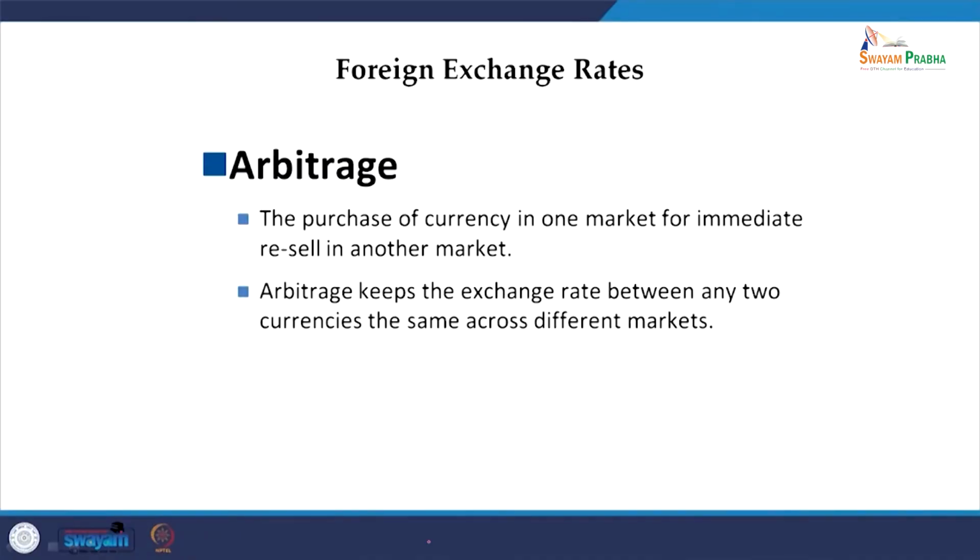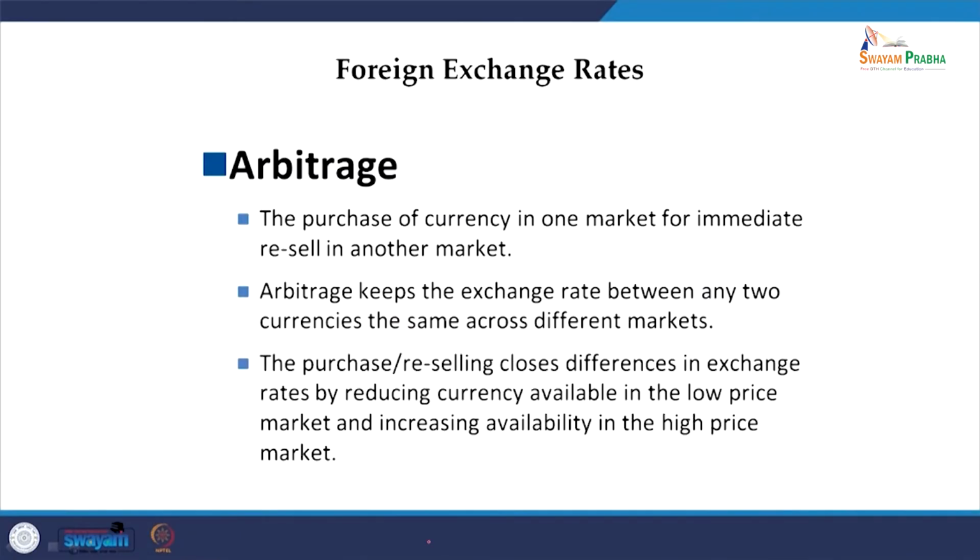After discussing the very basic concepts of foreign exchange rates, we need to identify some other concepts, like arbitrage. Arbitrage is simply the purchase of currency in one market for immediate resale in another market. The person dealing in buying from one place and selling in another place is called an arbitrageur. So, arbitrage keeps the exchange rate between any two currencies the same across different markets when the market is freely determined or very competitive.